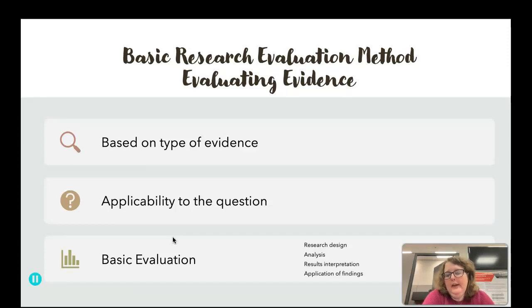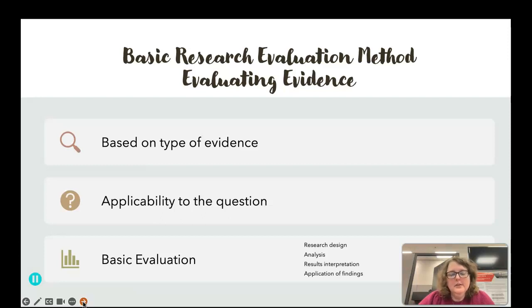When we talk about evaluating evidence, we're going to think about evaluating based upon the type of evidence and the applicability to the research question. When we perform basic research evaluation, we're going to be looking at 4 things. The research design, meaning what type of design was used in the study and how does that contribute to the reliability of the evidence. The analysis done in the study, whether it was reliable and valid, whether the results were interpreted correctly based upon the analysis of the findings, and how can the findings be applied to the particular patient. We'll discuss this in a little bit more depth as we go through this course.